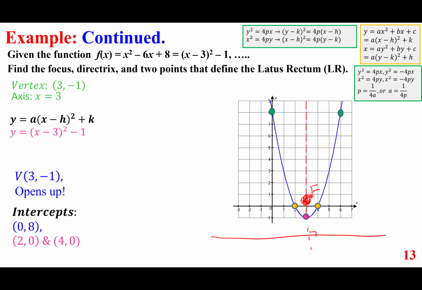But before I do that, I want to go back to this that I mentioned, the relationship between P and A, the focal distance and A. And remember, for us, A is 1. Go back here. A is 1. Therefore, P, which is 1 over 4A, is 1 over 4.